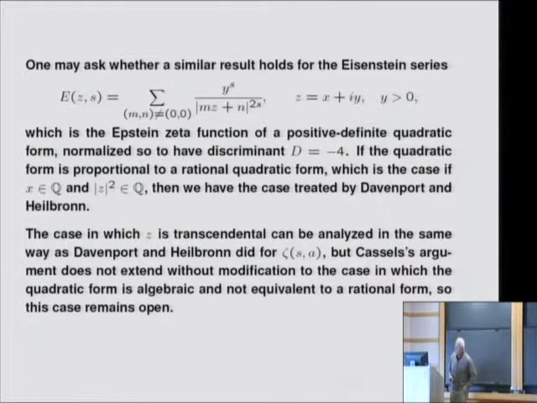Now, can you prove the same for the Eisenstein series, say Epstein zeta function of a positive definite quadratic form? Not a rational quadratic form anymore. So just any points in the upper half plane. The case with Z transcendental is treated exactly the same way. You don't have algebraic relations, and the Castle's argument does not extend.